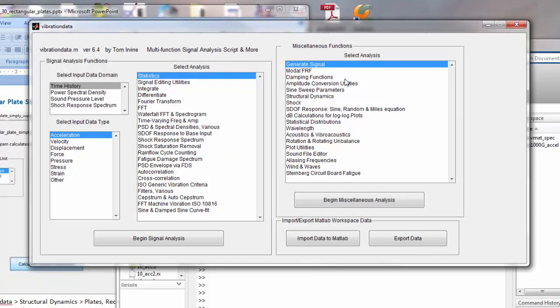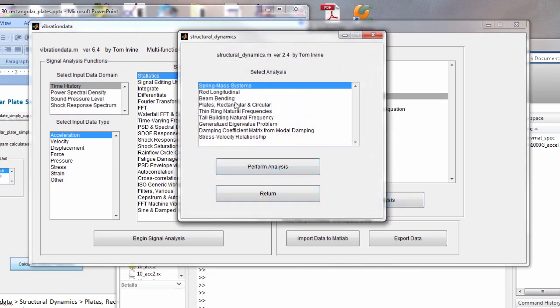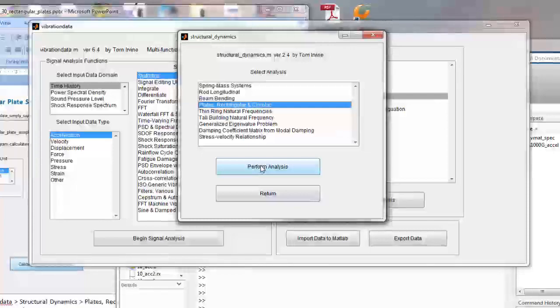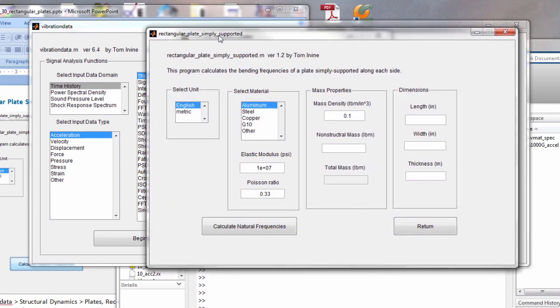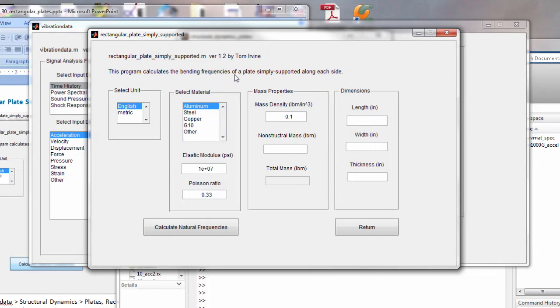So let's go to structural dynamics. This is the main GUI page for vibration data. And we're going to do plates, rectangular and circular. And we have an option here, rectangular plate simply supported about all edges. This program calculates the bending frequency of a plate simply supported along each side. English units, aluminum, just double check the elastic modulus and Poisson's ratio, and the mass density for bare aluminum.